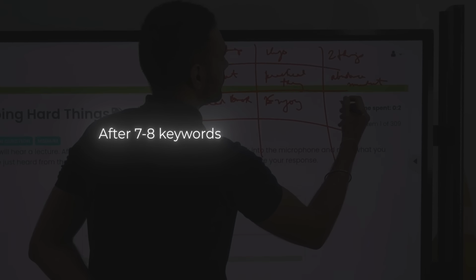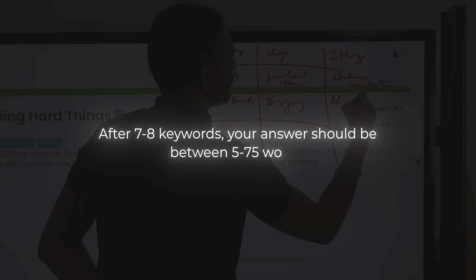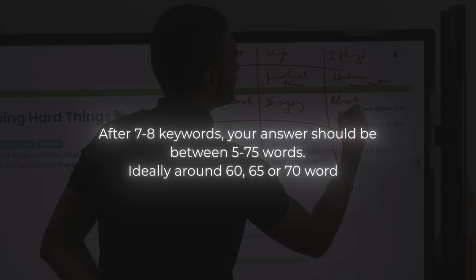no slang language. So basically, to address the marking criteria, you have to provide the system with around 7 to 8 keywords, important words. This is important. If your keywords are not good, unfortunately, you're not getting the scores. After 7 to 8 keywords, your answer should be between 5 to 75 words, ideally around 60, 65, 70 words. Only one full stop. Any proper noun in the middle of your answer should be capitalized. You should start off your answer with a capital letter. There should not be any grammar and spelling mistakes, and make sure you only use academic and formal language. That's all you have to do and you'll be fine.